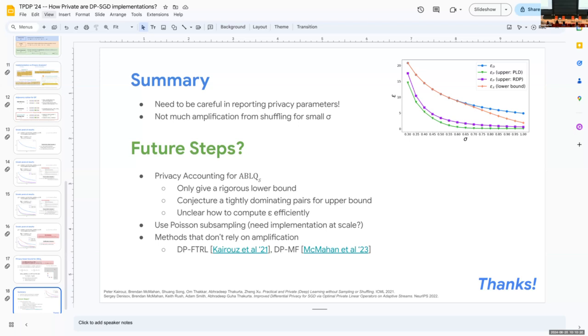Yeah, thanks for asking that question. So we have a follow-up work where we do have analysis for multiple epochs. Again, it's a lower bound technique. So we can talk about it offline, but we do have that.